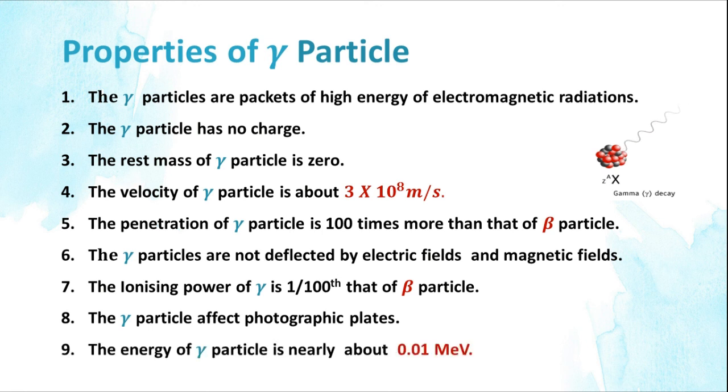The last one, I think, is that the energy of gamma particle is nearly about 0.01 mega electron volt. Mega means 10 to the power of plus 6 electron volts. If you compare all three particles, alpha has 6 mega electron volts, beta is nearly 1 mega electron volt, but gamma is 0.01. So it is very low energy compared to alpha and beta. These are all the properties of gamma particle.